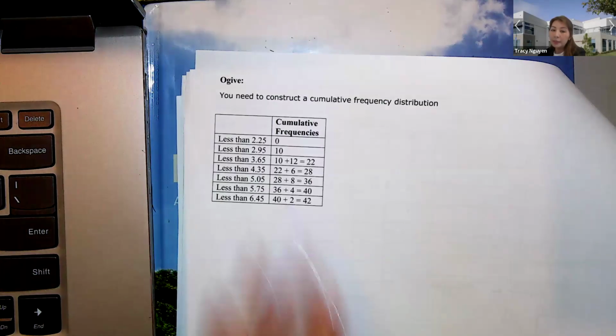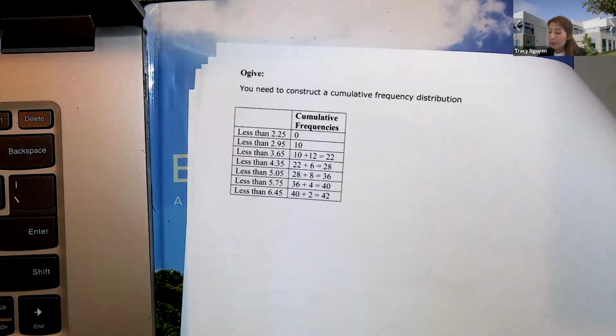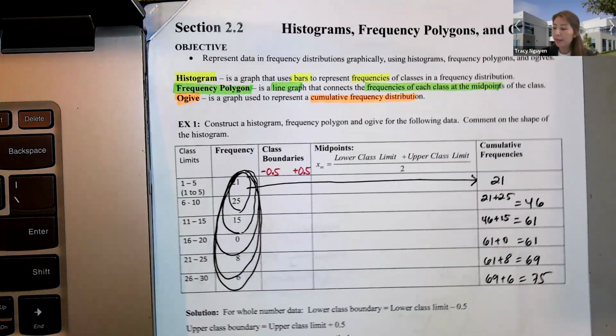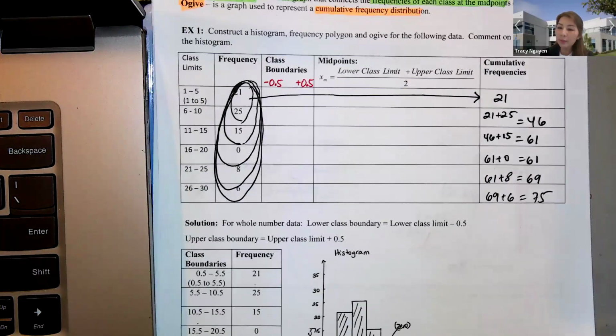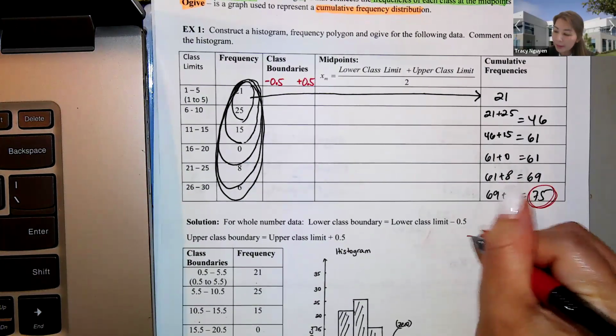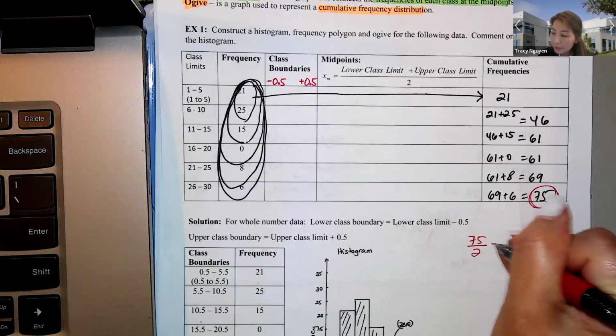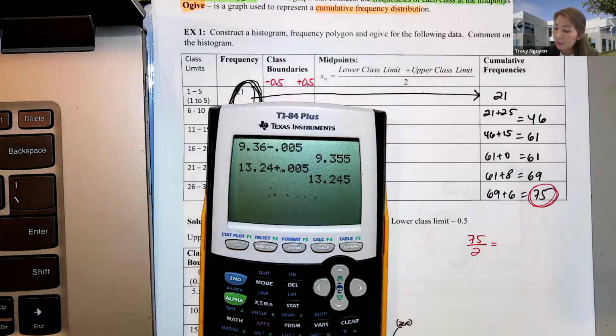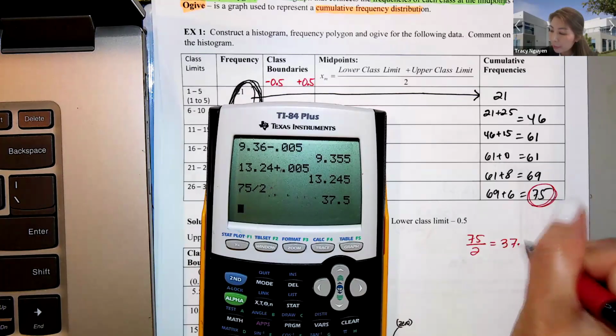And so we use the cumulative frequency. Now, going back to what it is asking us here, to comment on the shape of the histogram. The easiest way to comment on the shape of the histogram is to take the total frequency of 75 and divide it by 2, so you see where the halfway mark is. So we take 75 divided by 2, we get 37.5.